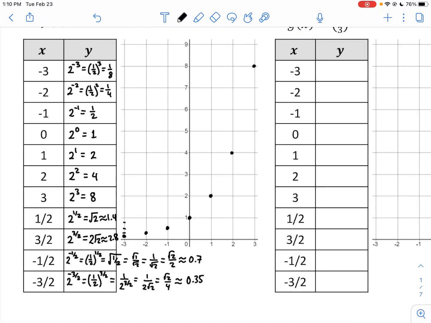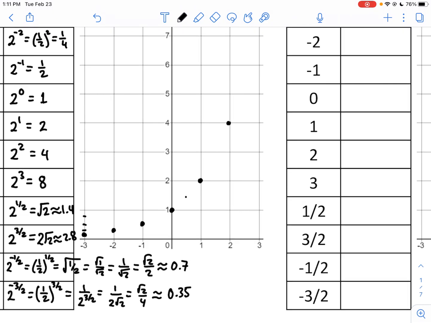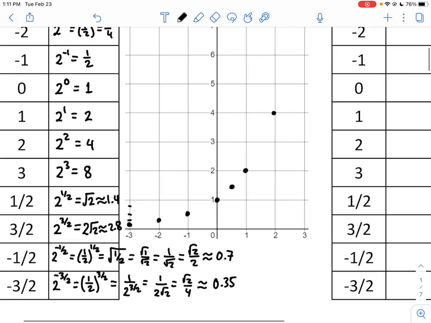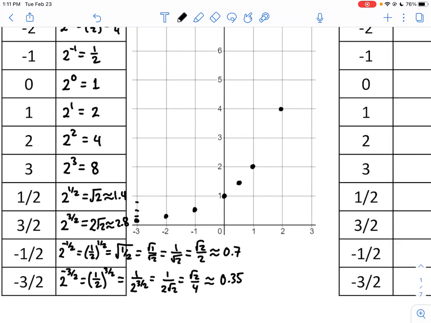Now the other points, the bottom 4 points in our table, when x is 1/2, we had about 1.4, so somewhere in this area. When x was 3/2, we had about 2.8. 3/2 is 1.5, and 2.8 is up in this area. Negative 1/2 gave us about 0.7, so somewhere up in this area. And negative 3/2 gave us 0.35, somewhere in there. Our graph is going to be an increasing function.